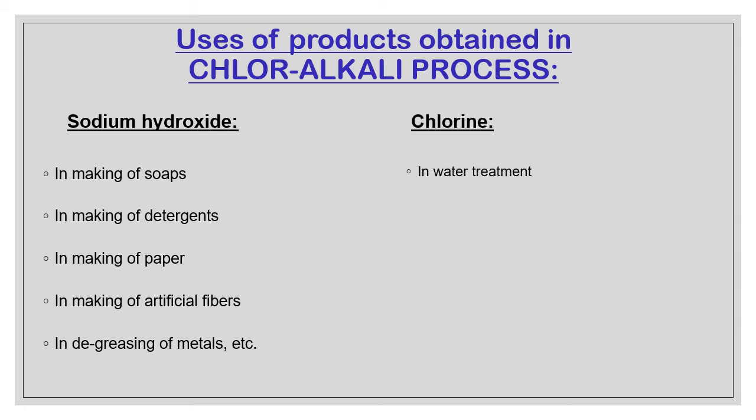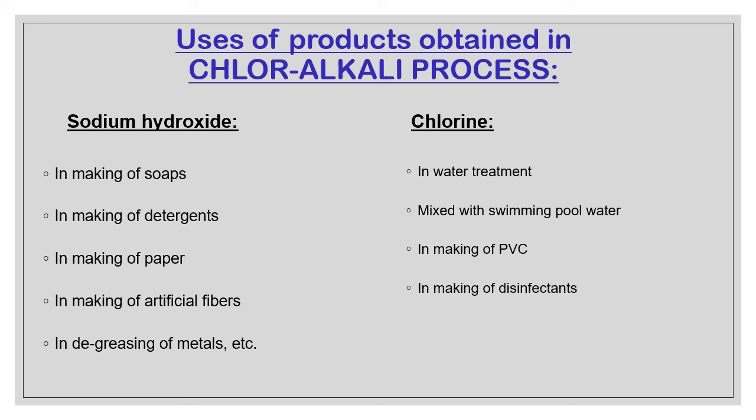Now chlorine has an antiseptic nature, so it is used to treat water to make it free from germs, for example in swimming pools. It is used in making polyvinyl chloride pipes, PVC pipes, and disinfectants, such as chlorine tablets for the overhead tank supplied by the municipality. It is used in making CFCs, chlorofluorocarbons, the freons in refrigerators, and in making pesticides.